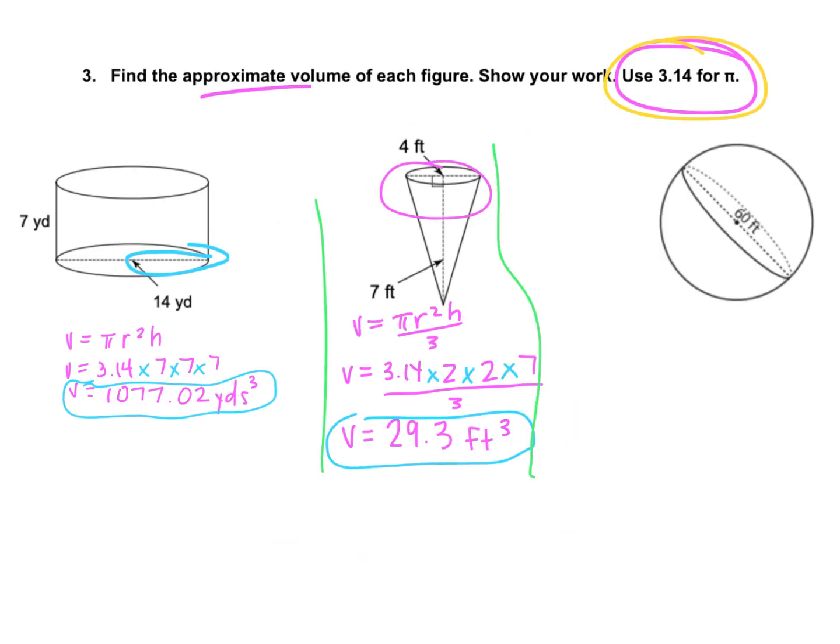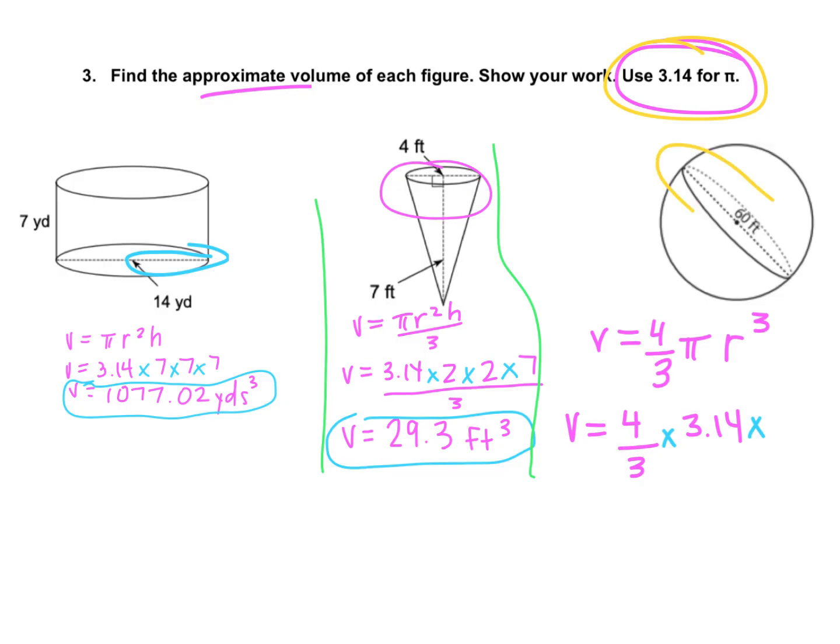Okay. And then our last shape is a sphere. And so I'm going to look at my formula sheet and write down my formula. It's 4/3 pi, and then the radius is to the third power. Make sure you're doing that. Okay, then 4/3, or 4 divided by 3, times 3.14 for pi, times the radius, and we need 3 of those.